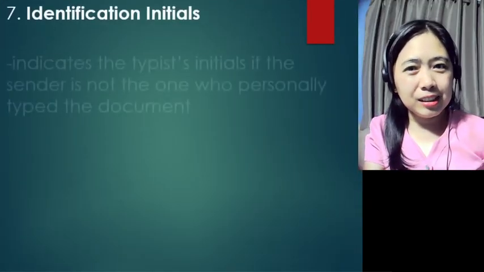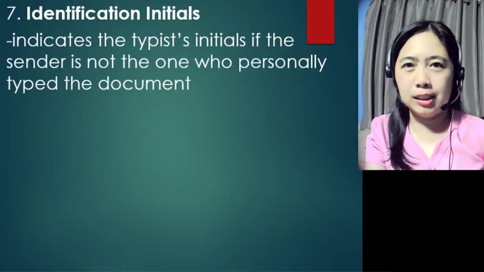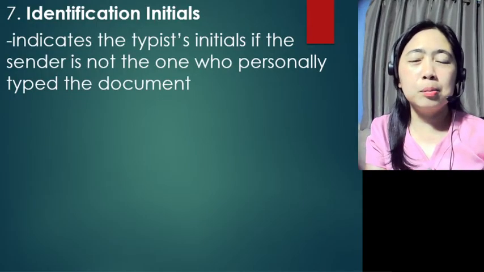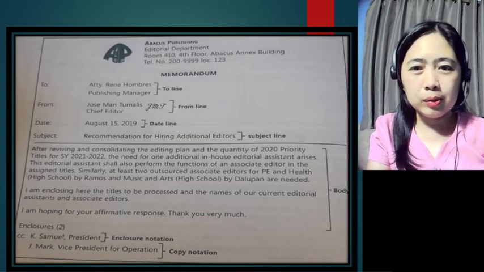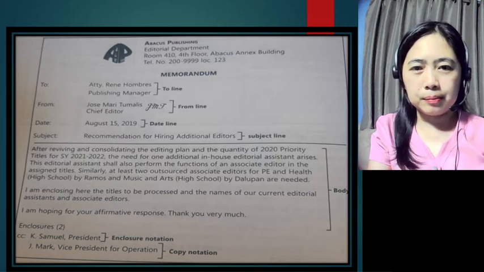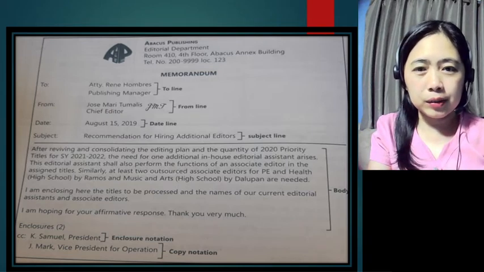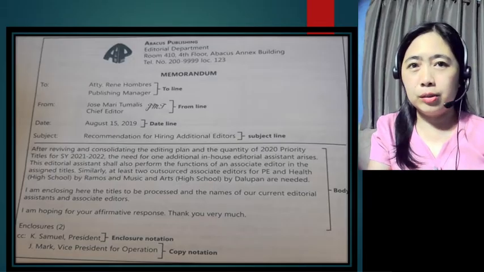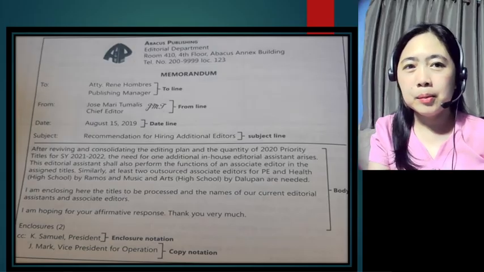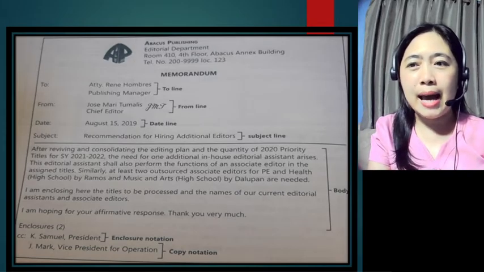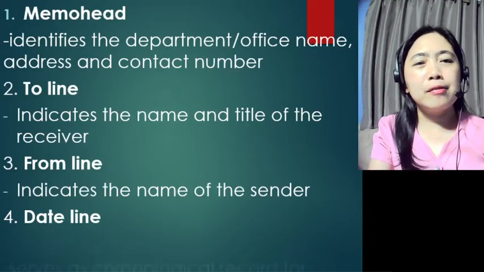That's more formal. Identification initials indicate the typist's initials if the sender is not the one who personally typed the document. So you need to have the initials. Let me show you the example again. This one is the initial, JMJ. JMJ stands for Jose Marie Tumalis, the chief editor. The chief editor is the one who wrote the memo, but the message isn't actually coming from him. There must be someone higher than him who told him to have that memo.